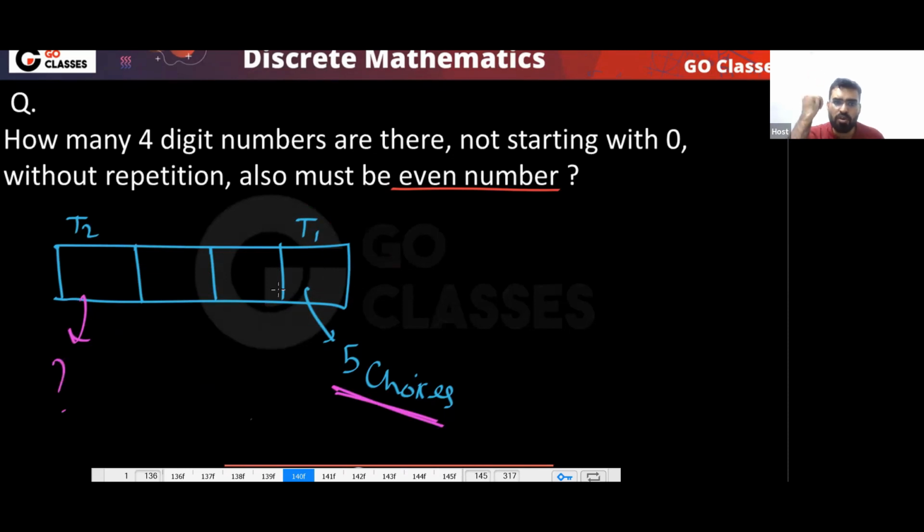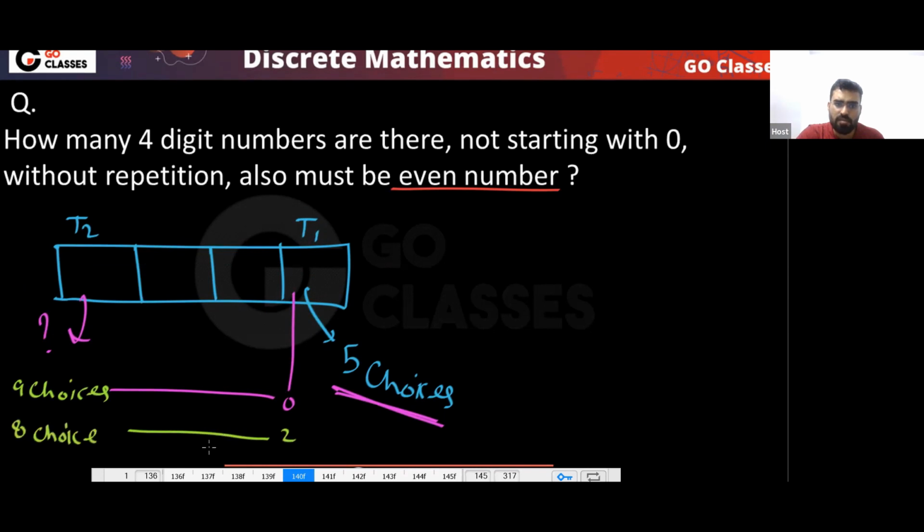How many choices do I have here? It will depend on what you are putting here. If I put 0 here, then there are 9 choices. And if I put 2 here, then there will be only 8 choices.